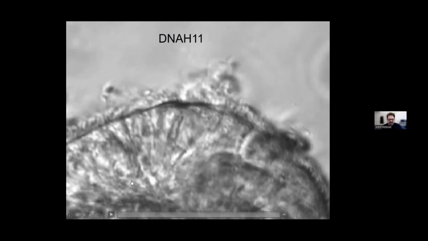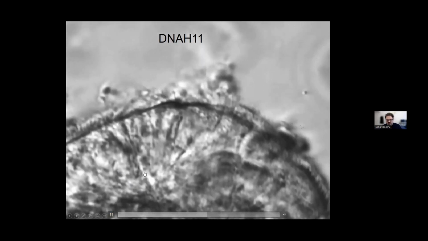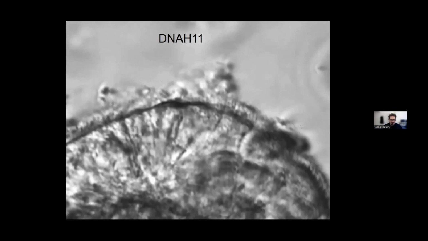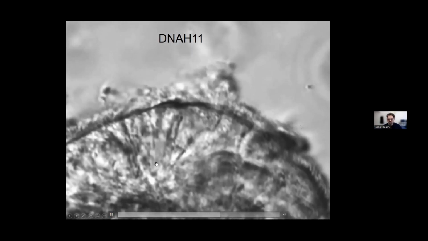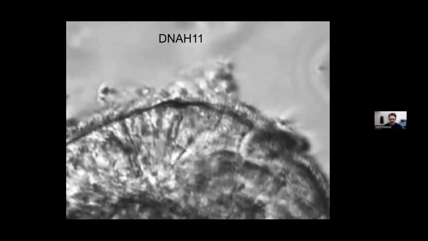And then there's DNAH11, which is interesting because cilia beat too fast. They don't beat right, but they also beat faster than they should. I hope you can see that. Those are patients with milder causes of disease because they have a residual function of the mucociliary clearance.